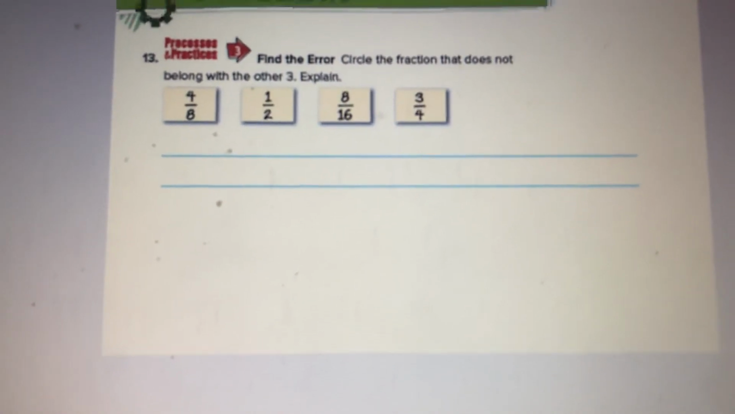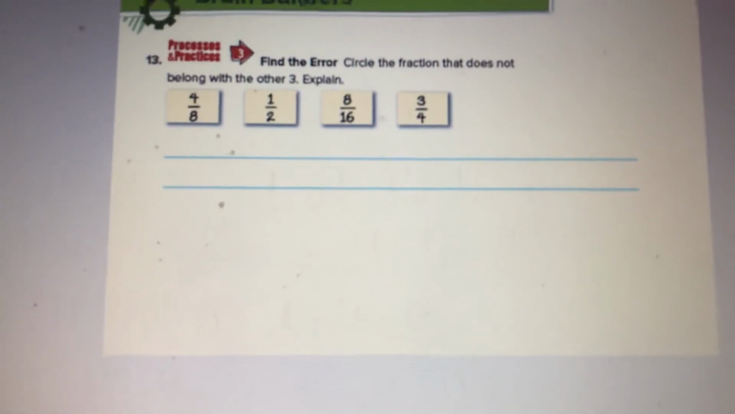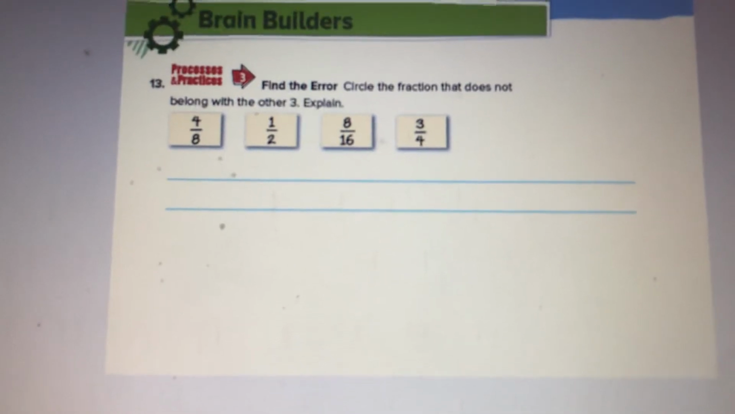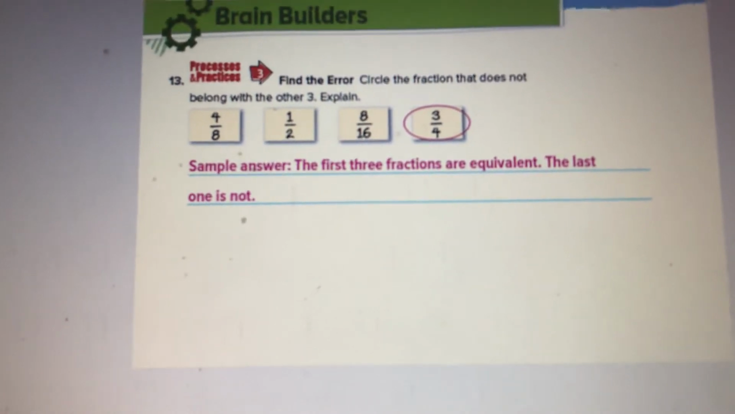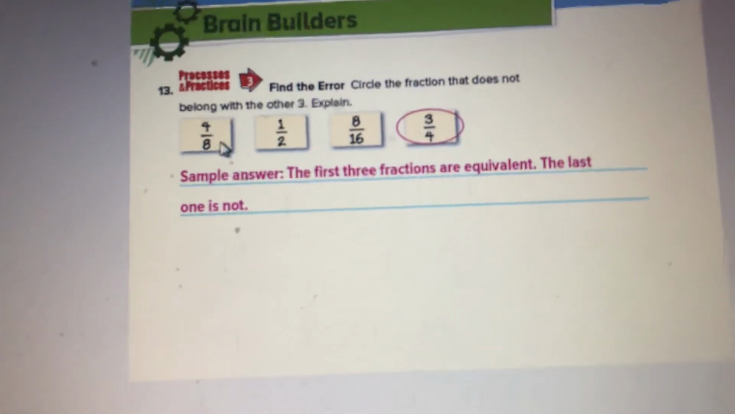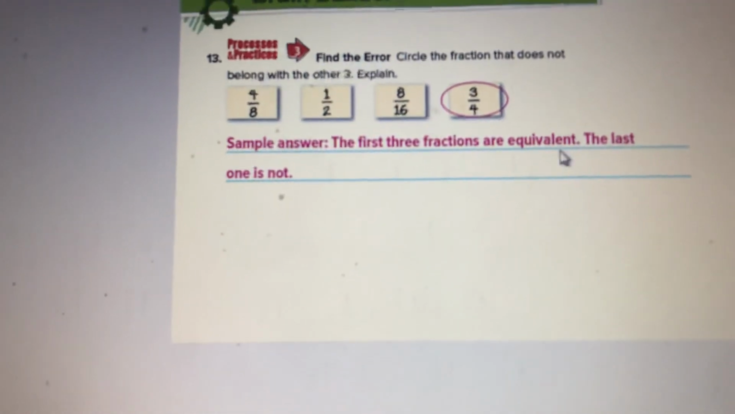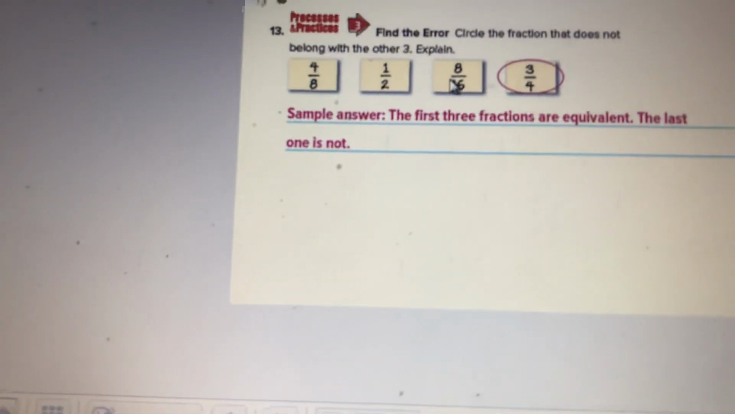Okay, find the error. Circle the fraction that does not belong with the other 3. This is a good time for you to use your fraction strips if you need to. See if you can figure it out. One of them is more than the other. The first 3 fractions are equivalent, the last one is not. The first 3 are basically 1/2. 4/8 would be a half. 8/16 would be a half. You can kind of tell by looking at the denominator and the numerator. Look at that and figure it out.